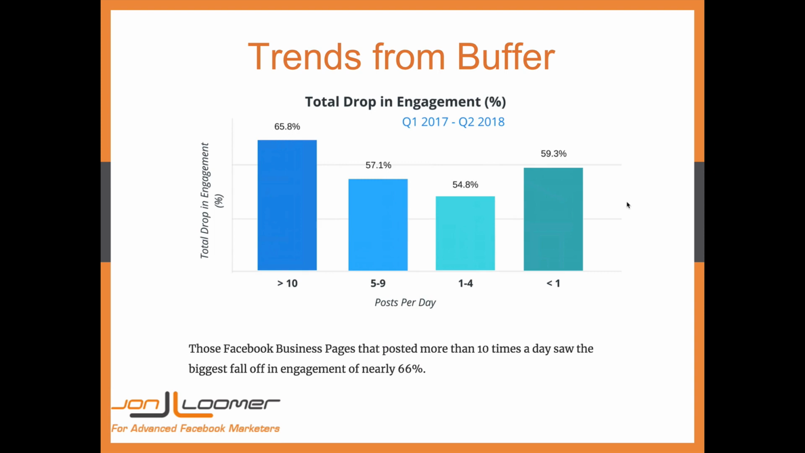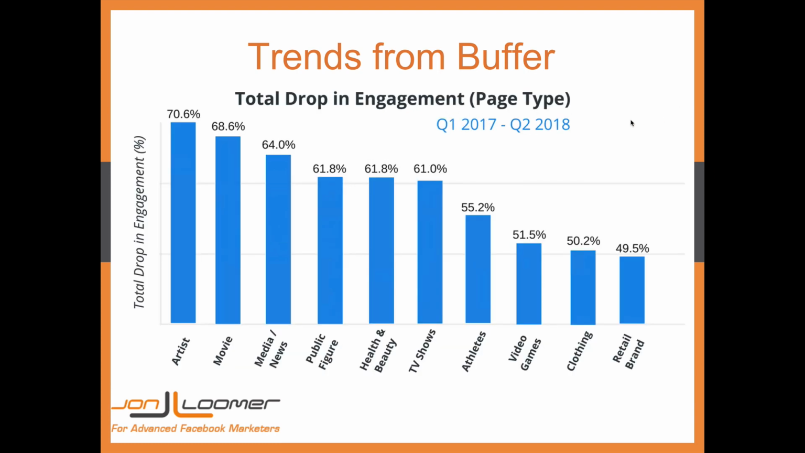So that's what we see here: total drop in engagement from first quarter 2017 to second quarter 2018. Basically a 66% drop if you're publishing 10 times or more per day, or more than 10 times per day. Whereas if you're publishing 1 time or less, or 1 to 4 times, that total drop in engagement is about 55%. Still definitely a drop, and a 66% average overall. So thanks to Buffer and AppSumo for all that information.